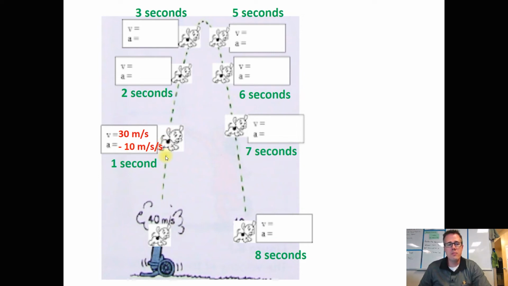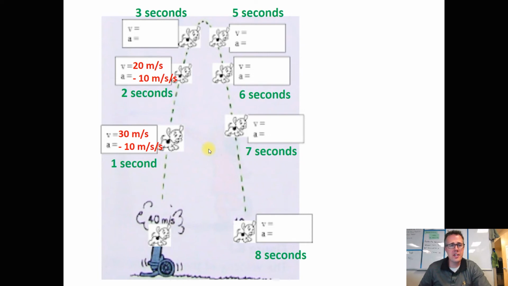2 seconds later, gravity has had another whole second to reduce the puppy's velocity, and we're now down to 20 meters per second, but gravity has not changed. Gravity isn't going to change depending on how fast you're going. Gravity is the same all the time. I need you to please pause this video, and you're going to fill in the remainder of the boxes. Please notice that second number 4 has been plucked out of there. It jumps from second number 3 to 5, and you'll see why in just a second. But fill in all the boxes that you can.